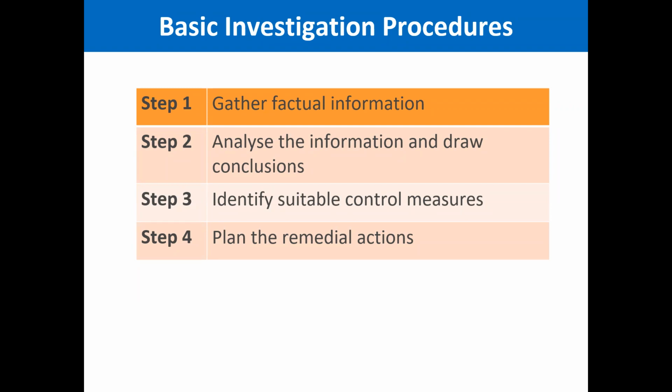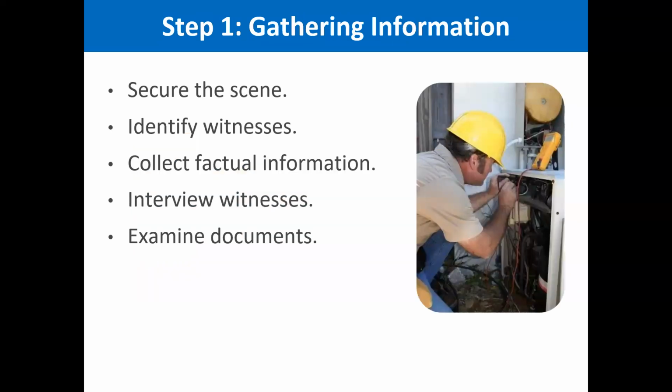Why did the accident or incident take place? And then you can take suitable control measures to prevent the recurrence of the incident. Again, very, very important. And this is the main reason for investigating accidents, to make sure that the accident or incident does not reoccur. And then finally, you will have to plan the remedial actions.